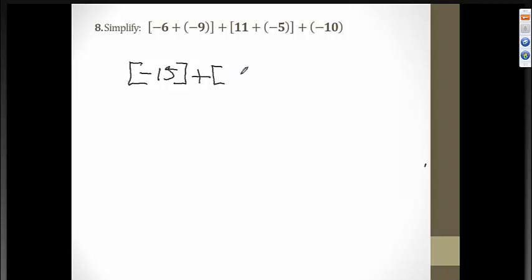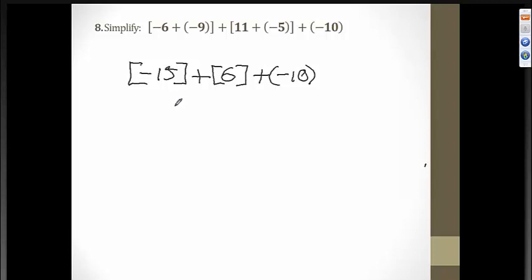I have positive 11 plus negative 5. The signs are different, so I have to subtract. And 11 take away 5 is 6. And it's going to be a positive 6 because 11 is greater than negative 5. And that's the sign I have to use. I'm just keeping it in a bracket so you can see what's actually taking place. Now, the last number I have to put in is negative 10. Now, by order of operations, I have to add going from left to right. So the first thing I'm going to do is negative 15 plus 6.